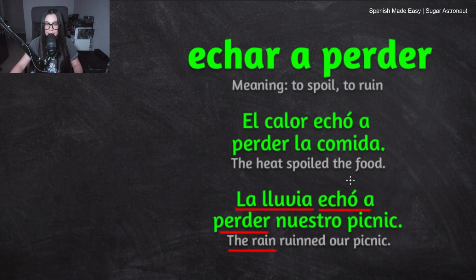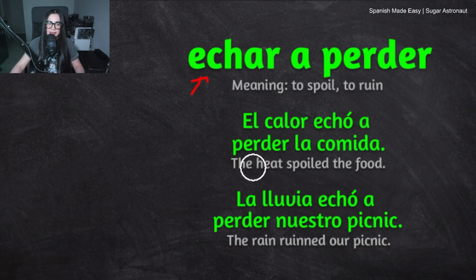So we have the phrase we're learning here. Echó, once again, it's the verb echar conjugated in the past tense, and we have the phrase echó a perder, and that means ruined. Okay, ruined something. What was ruined? Nuestro means our, nuestro. Picnic is the same in English, and in Spanish the pronunciation is the same, and also the spelling is the same, so that is pretty helpful. La lluvia echó a perder nuestro picnic. The rain ruined our picnic.